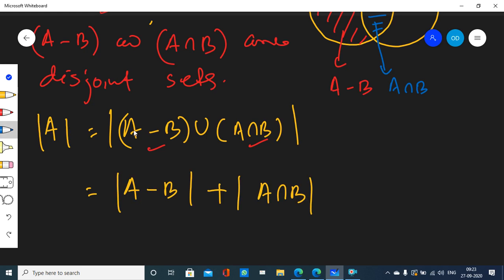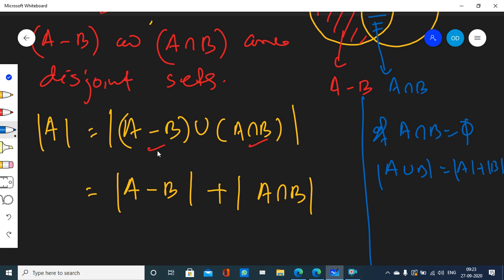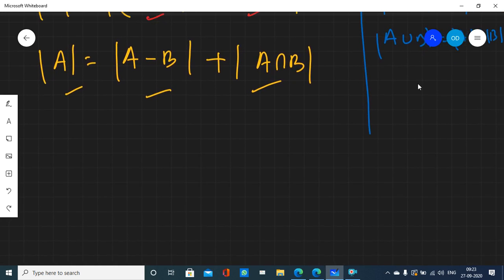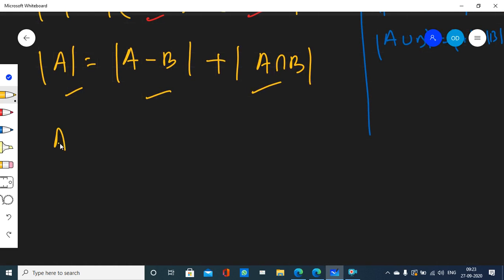Because we have already discussed this just now, that if A intersection B is equal to phi, then cardinality of A union B is equal to cardinality of A plus cardinality of B. Similarly here, this and this, their intersection is phi, so cardinality of their union is equal to cardinality of this plus cardinality of this. So cardinality of A is equal to cardinality of A minus B plus cardinality of A intersection B. Now from this, what is the formula for cardinality of A minus B? Well, cardinality of A minus cardinality of A intersection B, right?